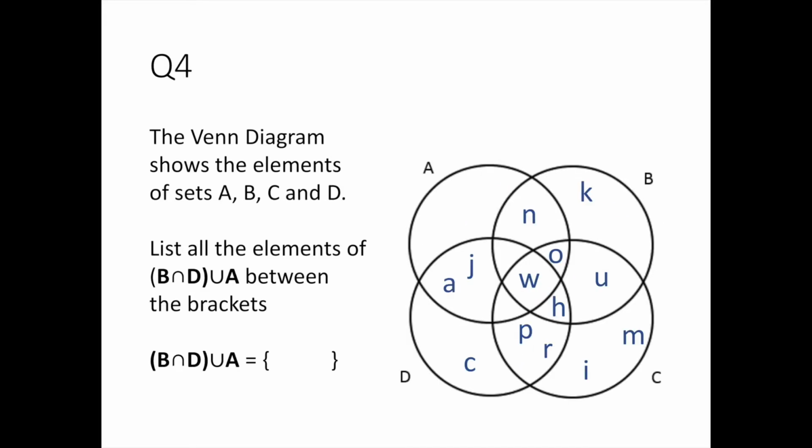Question 4. The Venn diagram shows the elements of sets A, B, C and D. List all the elements of B intersection D union A between the brackets. You have 1 minute to answer this question.